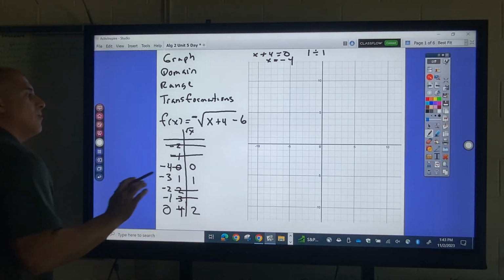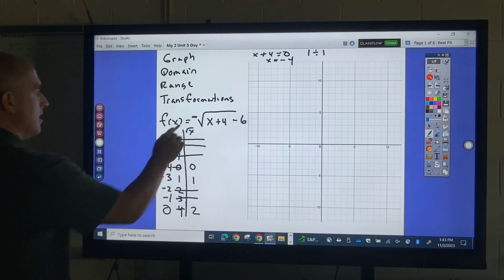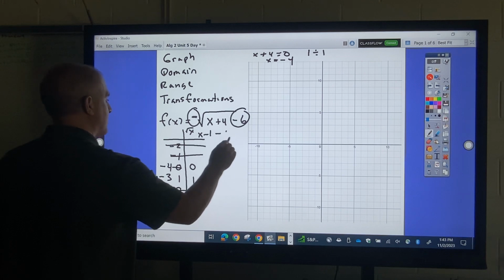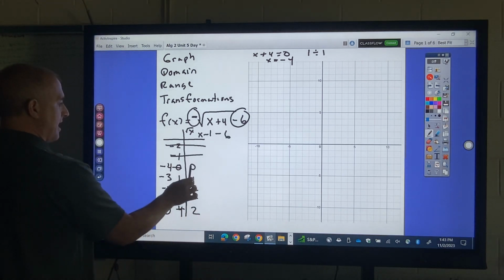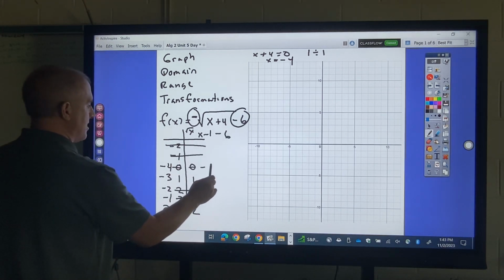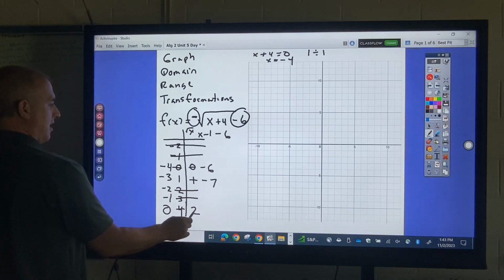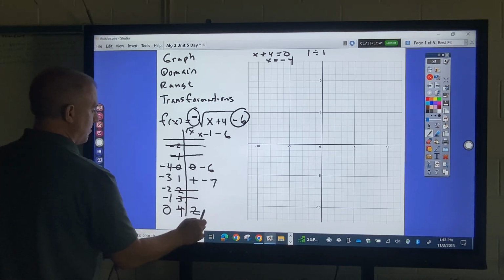Now I want to change the y values. Since I have this negative out here and this minus 6, I'm going to multiply by negative 1 and then subtract 6. Negative 1 times 0 is 0, minus 6 would be negative 6. That would be negative 1, minus 6 would be negative 7. Times this would be negative 2, minus 6 would be negative 8.